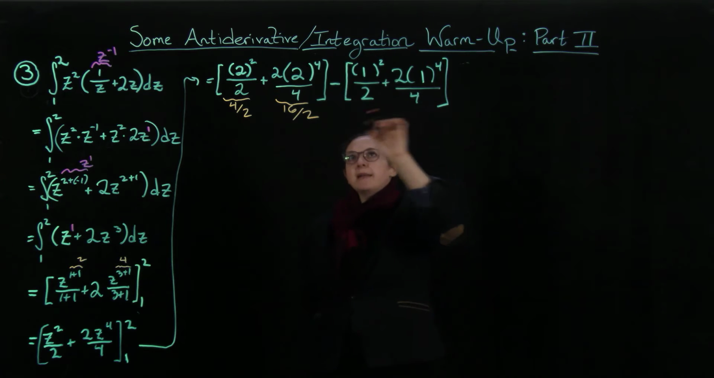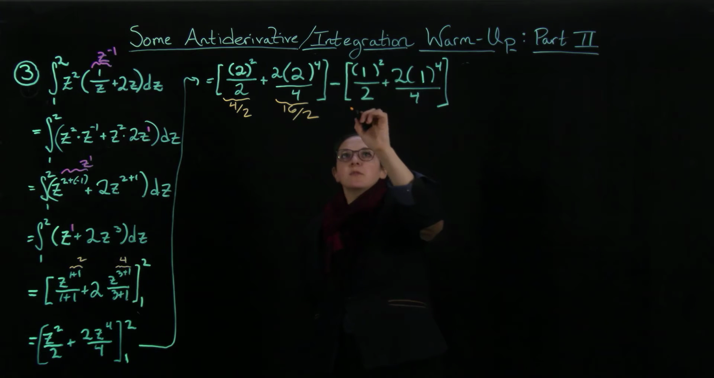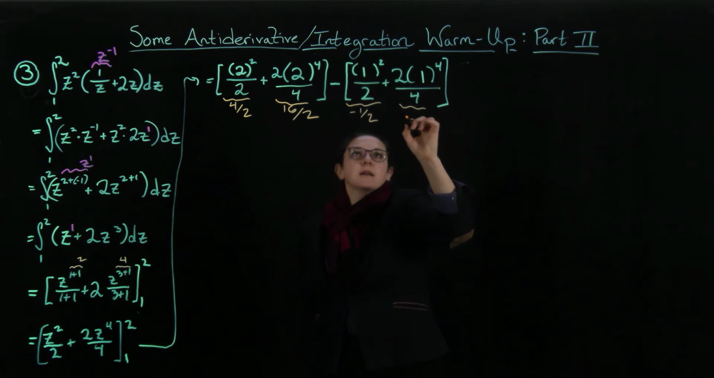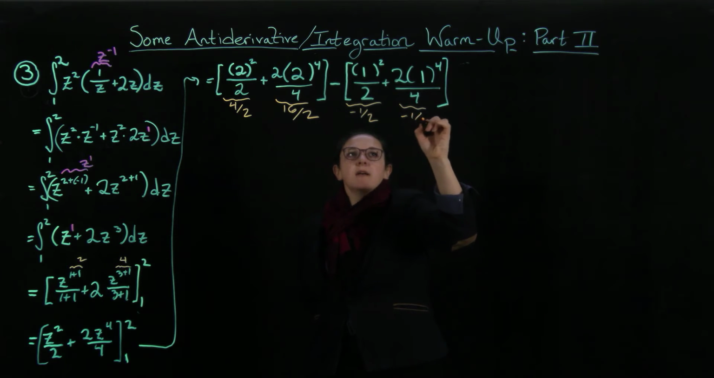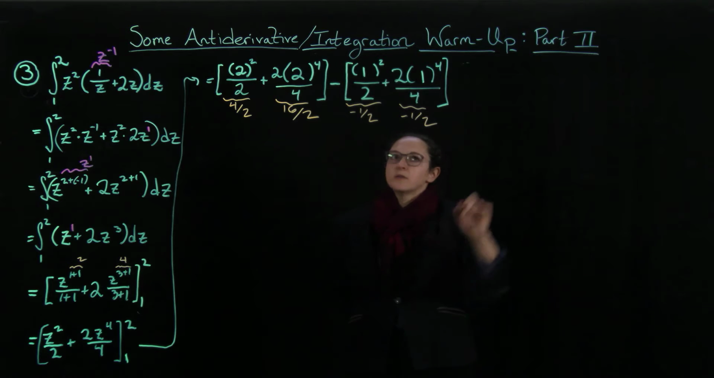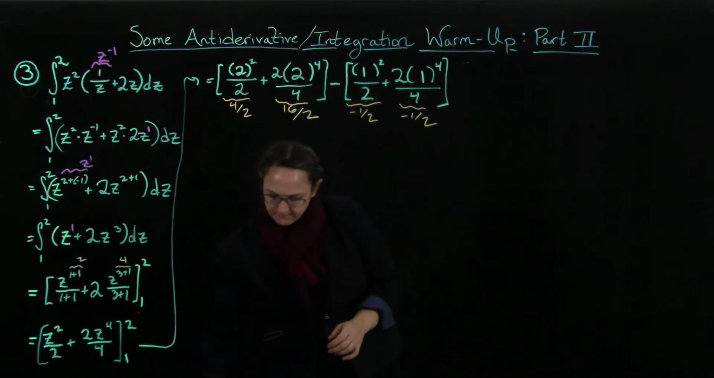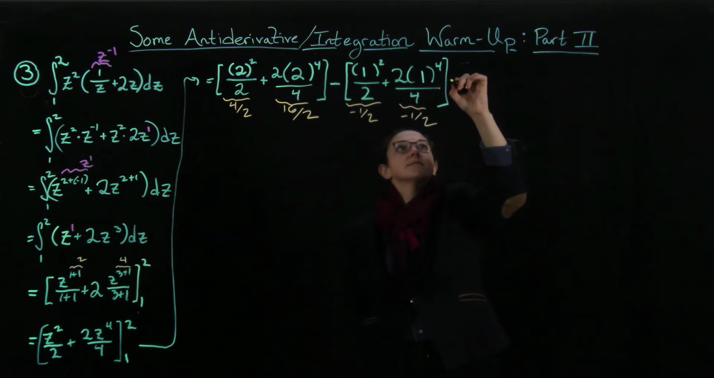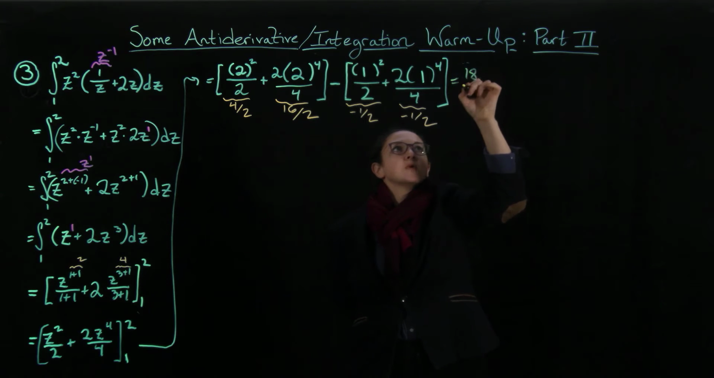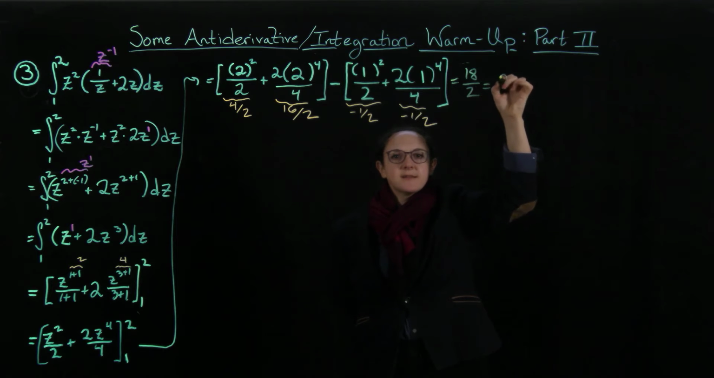And now I'm going to get minus for each of these because that can distribute through. And so I get a minus 1/2, and again a minus 1/2. So altogether, those should give me 18 halves, or 18 divided by 2, which is the same thing as 9.